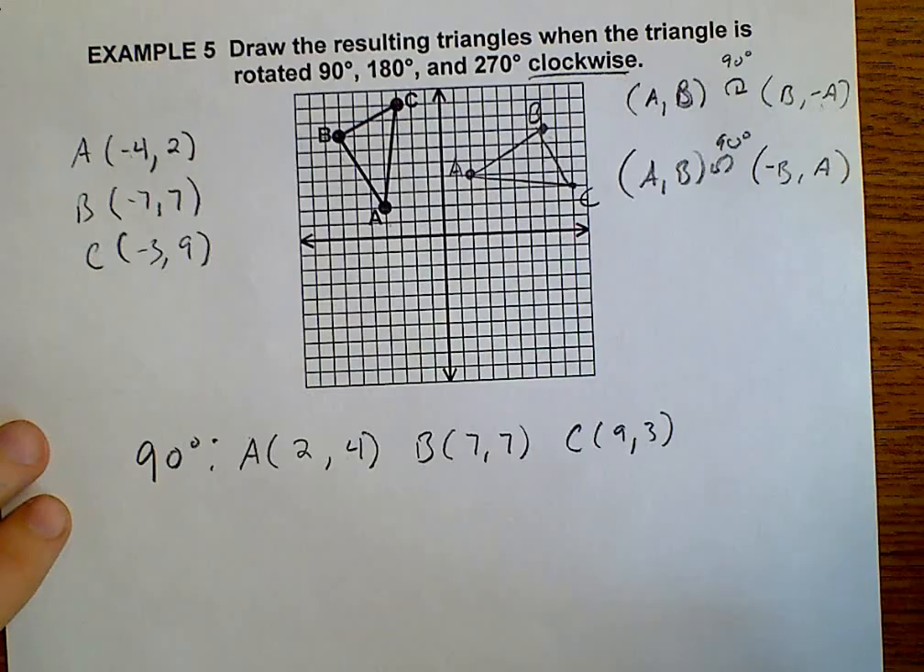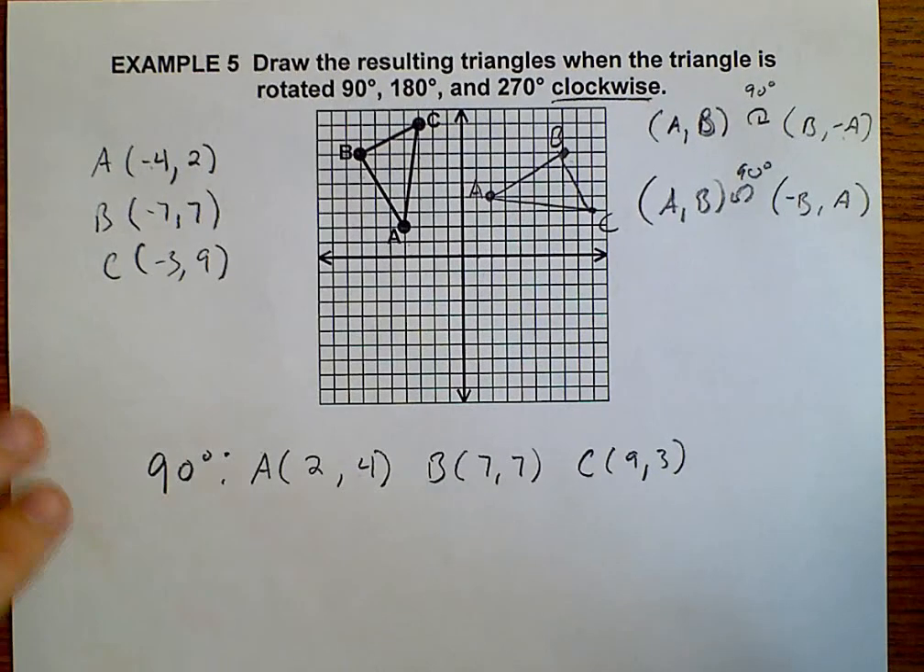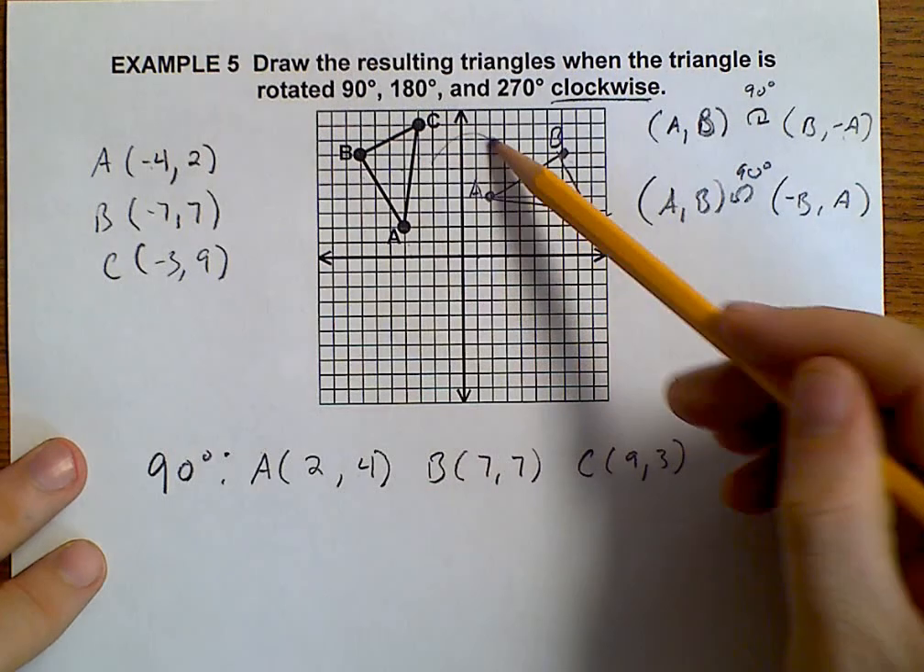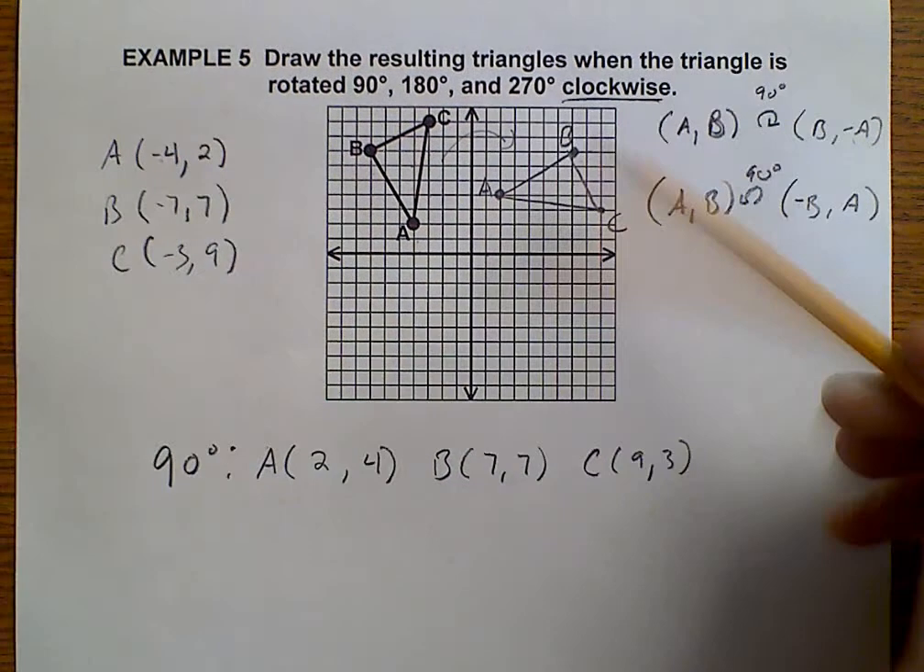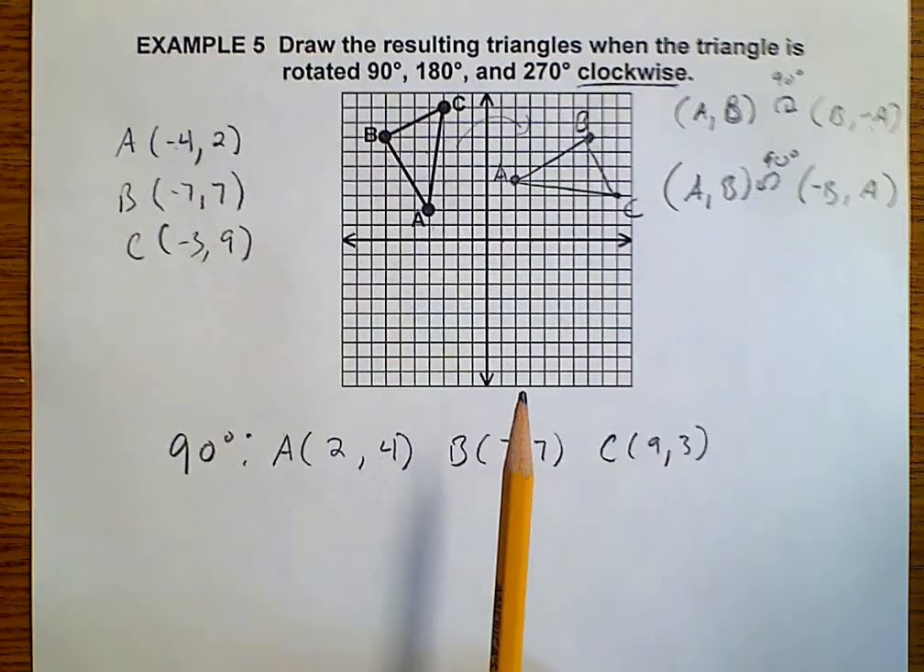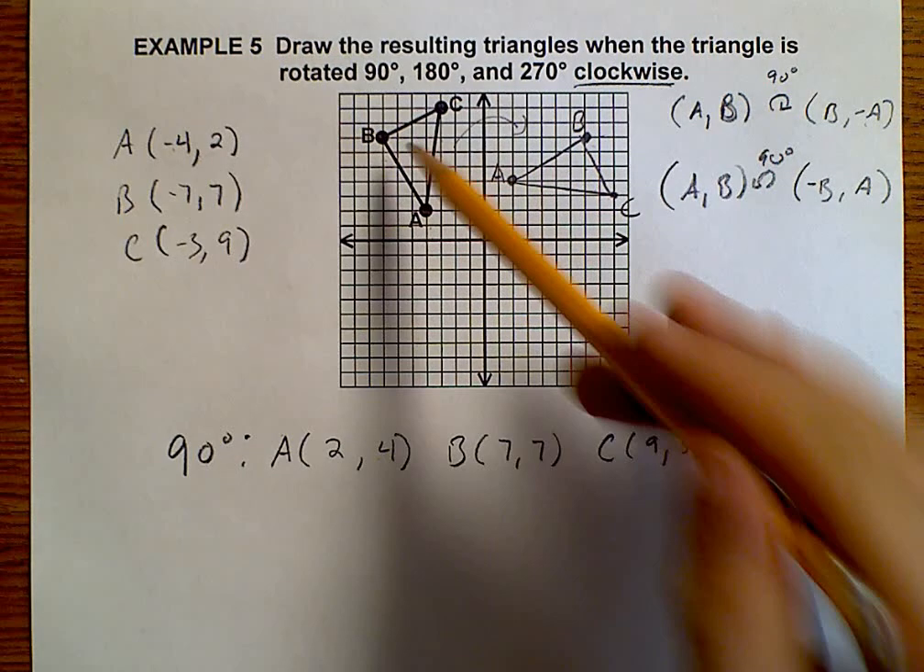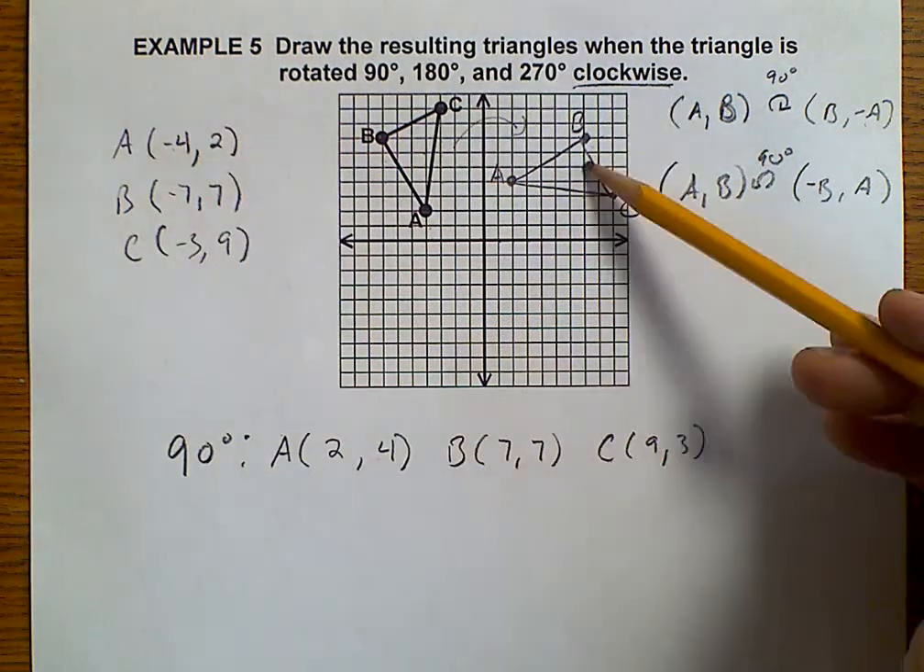And so now we have our triangle. If you notice, I've just taken this triangle and I have rotated it that way. Okay? And because I'm in the positive section, all of my numbers are positive. Well, now to rotate 180 degrees, I'm going to take what I did for 90, I'm going to rotate it again.